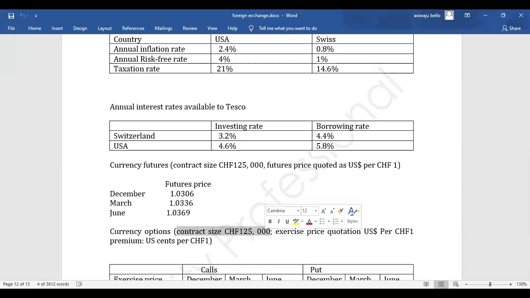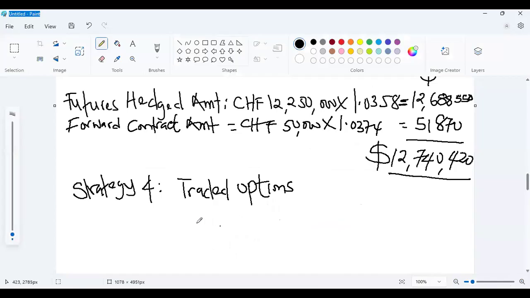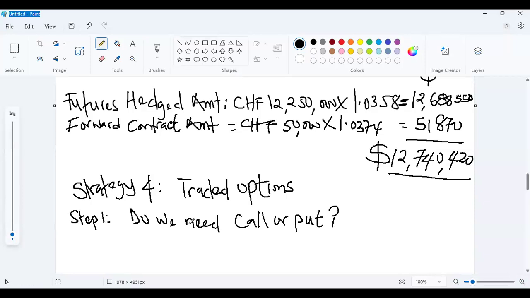Now, what are the steps involved? Please, let's look at the steps. Step 1: do we need a call or put option? You have to answer this question. Are we going to hedge with a call option or are we going to hedge with a put option?